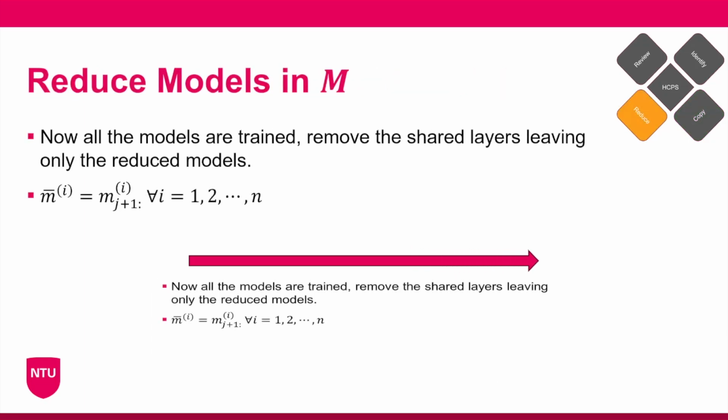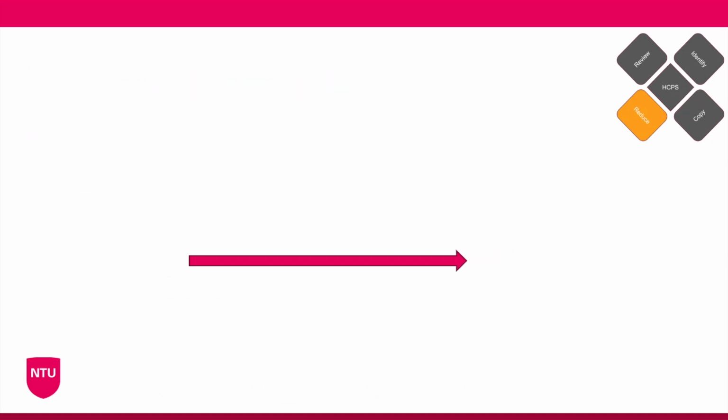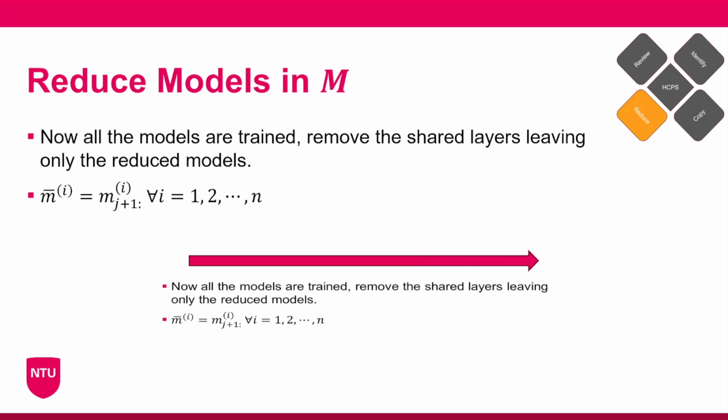And finally, use your imagination real quick and pretend that the bottom diagram is still the bottom diagram. Now all the models are reduced, now all the models are trained, we can remove the shared component from the other models just to leave the individual differences. So we've got just the shared model and the individual differences like we had in M-bar previously.